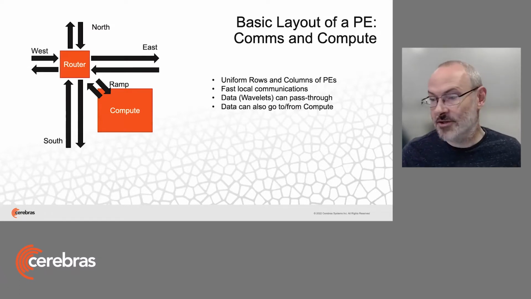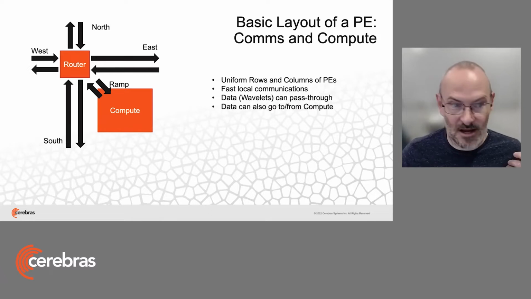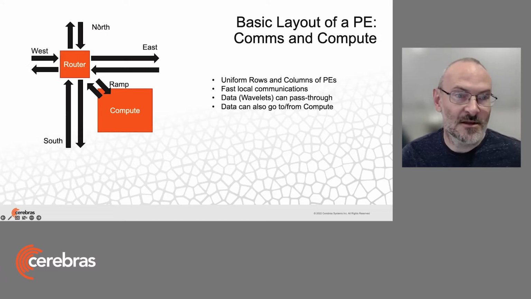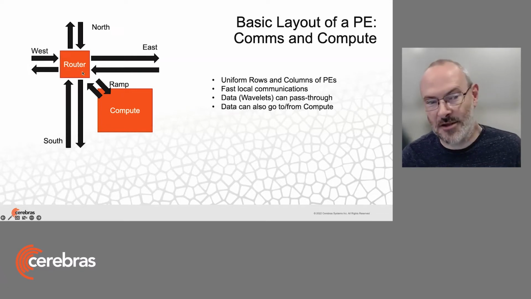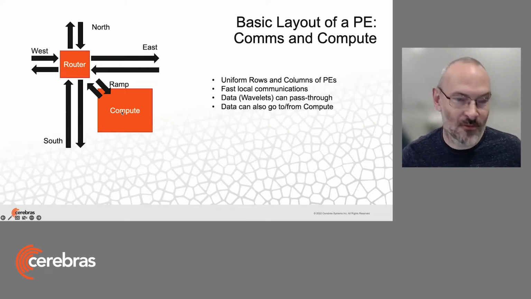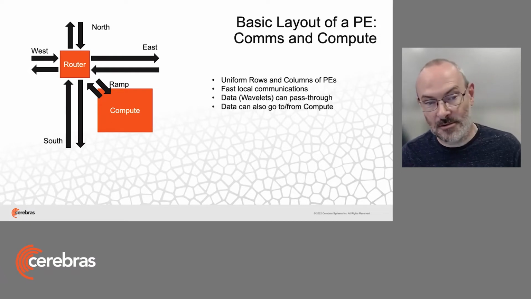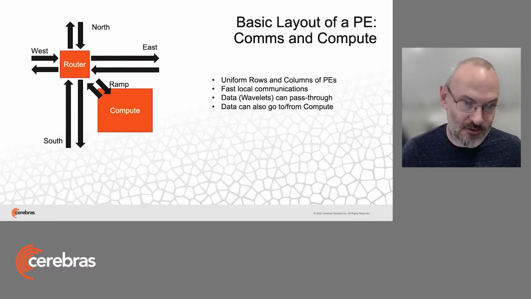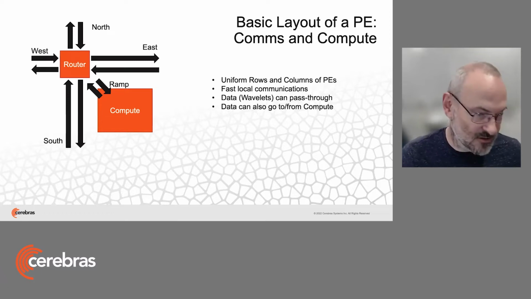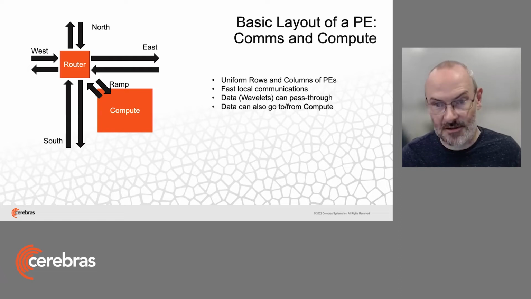There's communications and there's compute. And we have a router that has 5 different directions that things can move. Things can come from the north, they can go out the north, they can go east, they can go west, they can go south, and they also can go down what we call a ramp. A ramp is to the compute module, which is a classical CPU-like way of doing processing with extra capabilities to do things like access tensors as bulk operations.